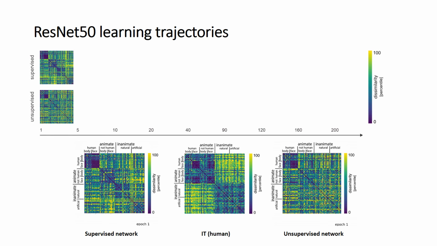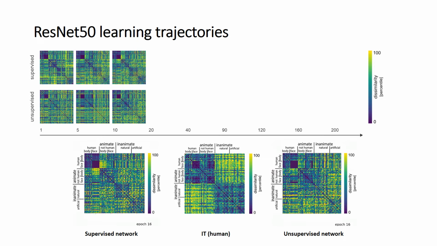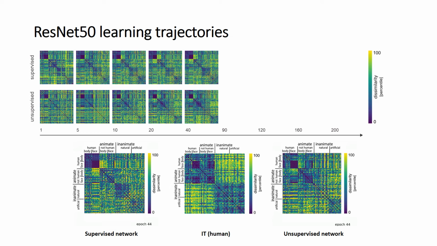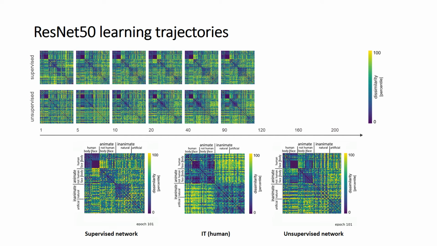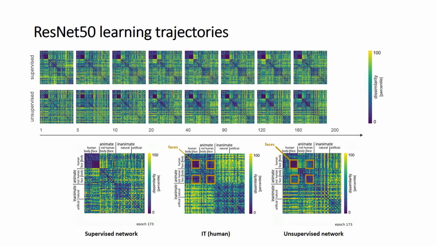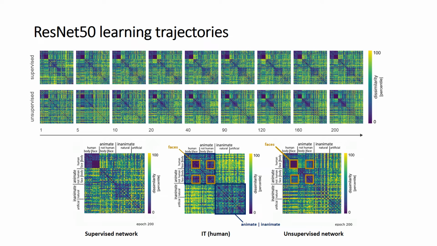Now I'll show you RDM movies, which show how the representation of the objects changes during supervised and unsupervised training. We can interpret these movies as learning trajectories. On the upper part, you see snapshots of the movies. The appearance of the snapshots is synced with the movies. We can see that learning trajectories differ between supervised and unsupervised training. Visual inspection of the network's representations suggests that unsupervised learning yields a clear cluster of faces, which we can also identify in the human IT data. However, neither of the networks shows a clear clustering of animate and inanimate objects.